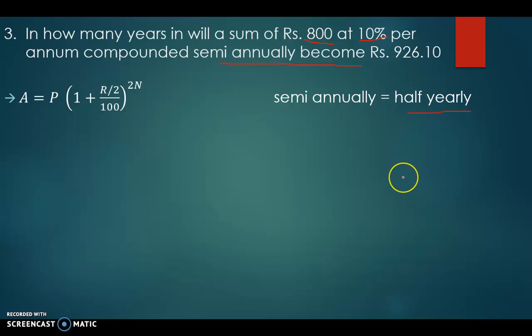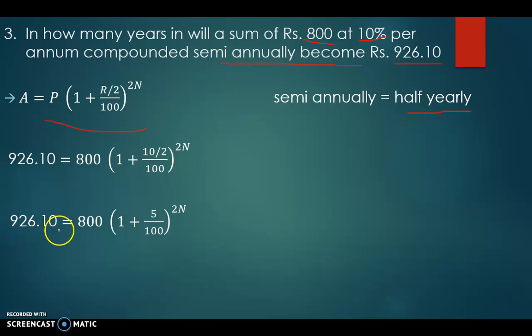So we will take the formula for compound interest on half yearly. For half yearly, the rate of interest is divided by 2 and the number of years is multiplied by 2. So here the amount A is equal to P multiplied by 1 plus R by 2 upon 100 raised to 2n, and here is the formula. So now next one is the amount. We are given that 926.10 rupees is the amount, the principal is 800 rupees, and the rate of interest is 10%. So 1 plus 10 divided by 2 upon 100 raised to 2n.